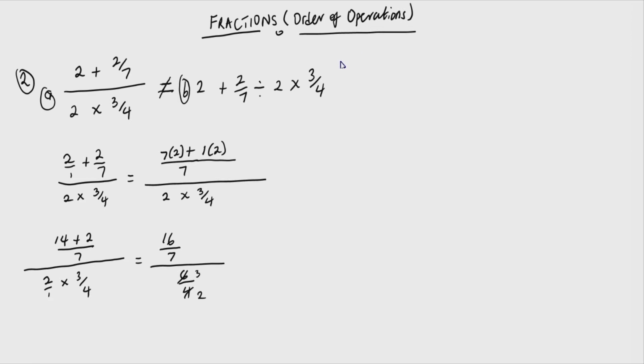What we're going to do is change this division line to multiplication, and then flip the fraction after this division line. So it becomes 16 divided by 7 times 2 over 3. And this gives us 32 divided by 21.